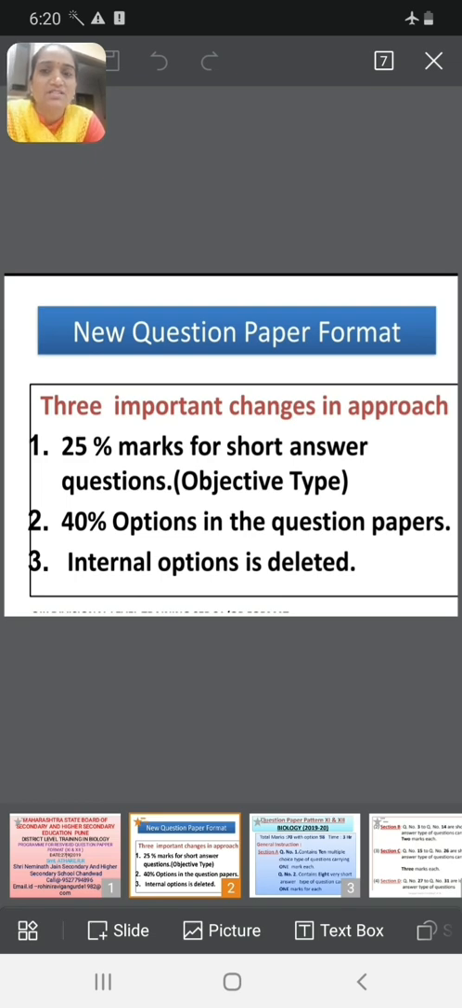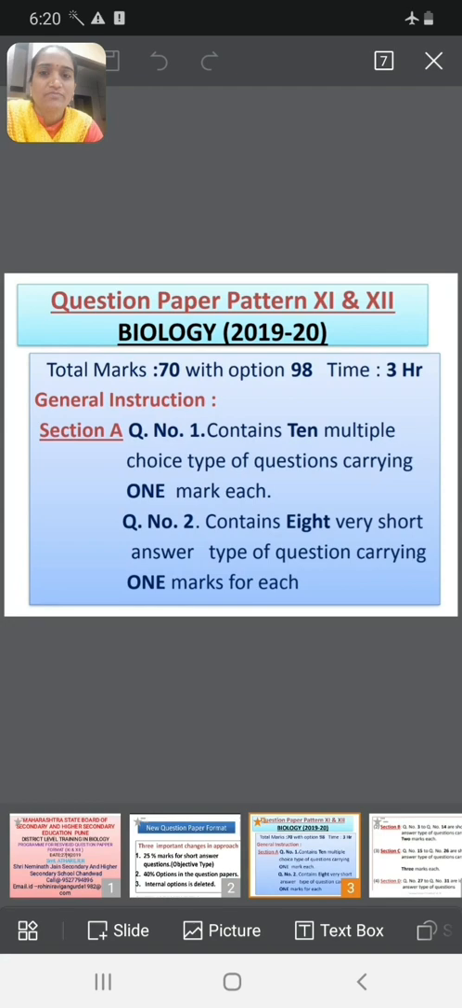The first change is 25% marks for short answer questions, meaning objective type questions show 25% of marks. Second, 40% options are given in question papers, and the internal options are deleted.